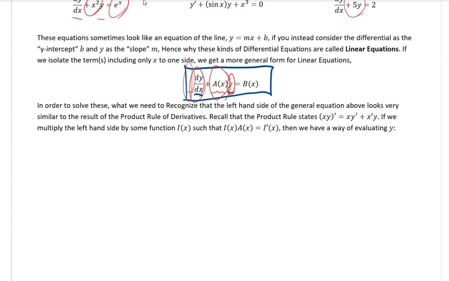In order to make this look like a product rule, something like what we have written right here, what we need to do is introduce a new function, what we're going to call the integrating factor, I of x. This is going to be our integrating factor. What we want I of x to be is such that if I multiply it by a of x, I get the derivative of I. The reason I want that, I will show right here.